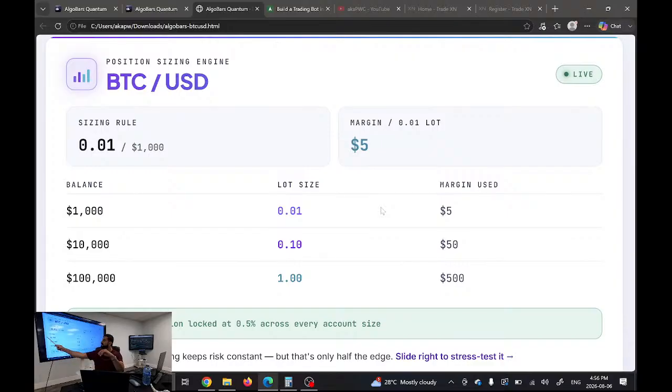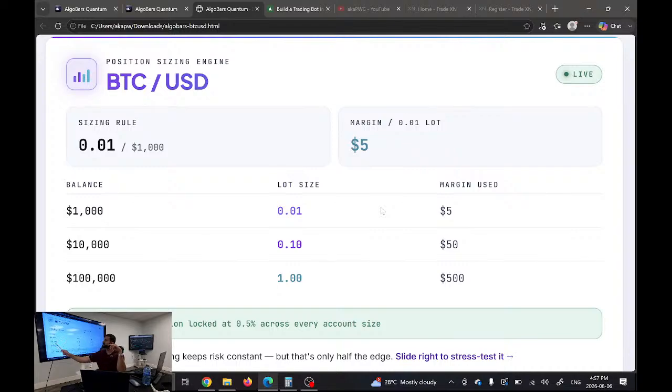So on a $1,000 account, the maximum lot size I would use is 0.01. That means we're using $5 margin, which is less than 0.5% of our account balance. It really, really matters, okay? We have to risk as little as possible.